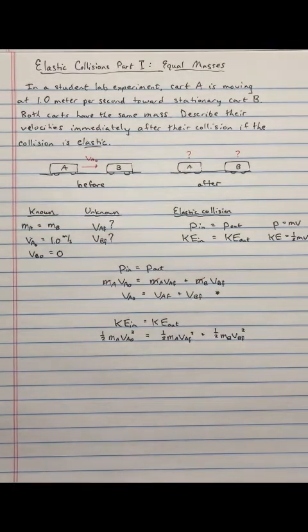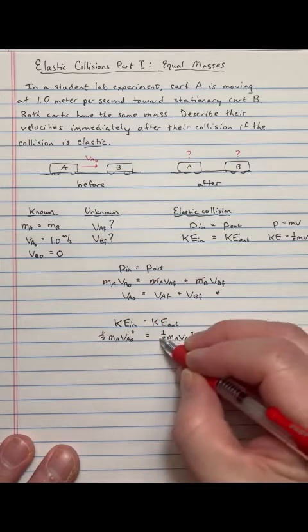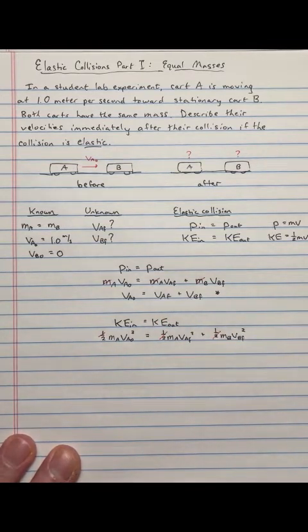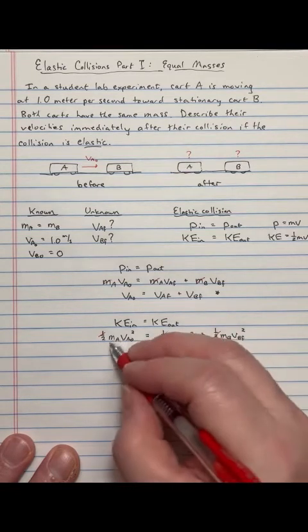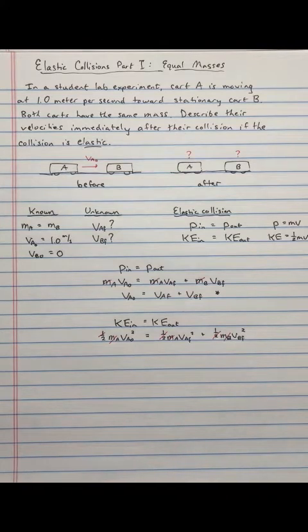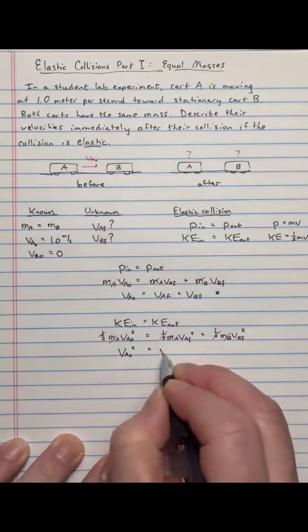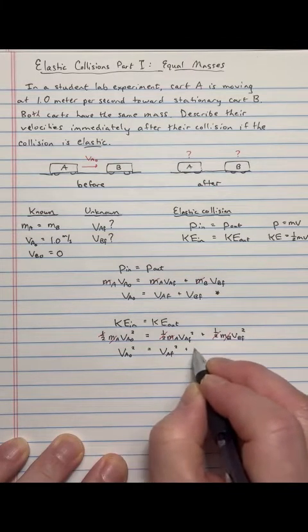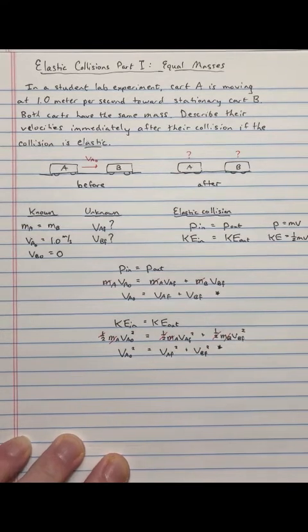Same logic applies. Notice that 1/2 is common to all three terms, so get rid of the 1/2. And again, the mass of cart B is the same as the mass of cart A, so we can again eliminate those. This simplifies to this statement: VAO squared equals VAF squared plus VBF squared, like that. And that's our second equation.